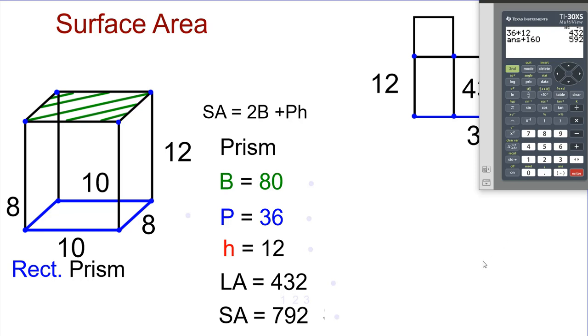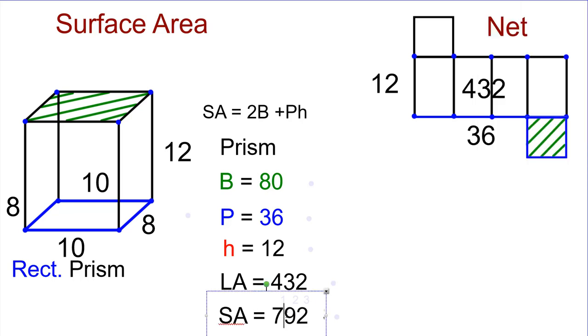Yeah, it is 160 because it's the two bases. So yeah, that is 592. Not sure what I did there. Okay, 592. So that was just a review of yesterday. So there's the surface area of a prism, a rectangular prism.